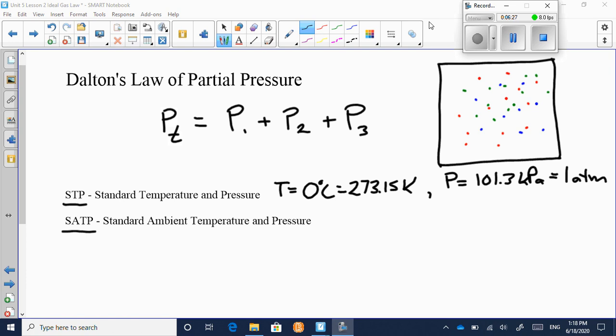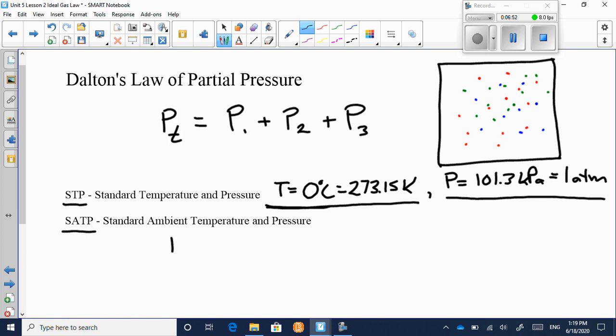Standard temperature and pressure, just know that if they ever quote it as STP, you know at that point that the temperature is 0 degrees Celsius or 273.15 Kelvin, and the pressure is 101.3 kPa or 1 atmosphere of pressure. Okay, but the other one is standard ambient temperature and pressure, which again is just another kind of standard that they tend to use.